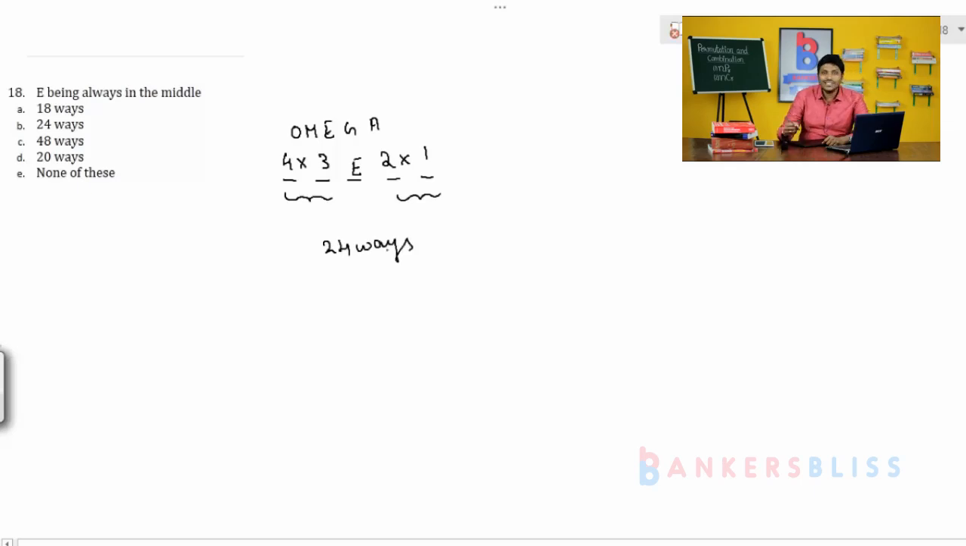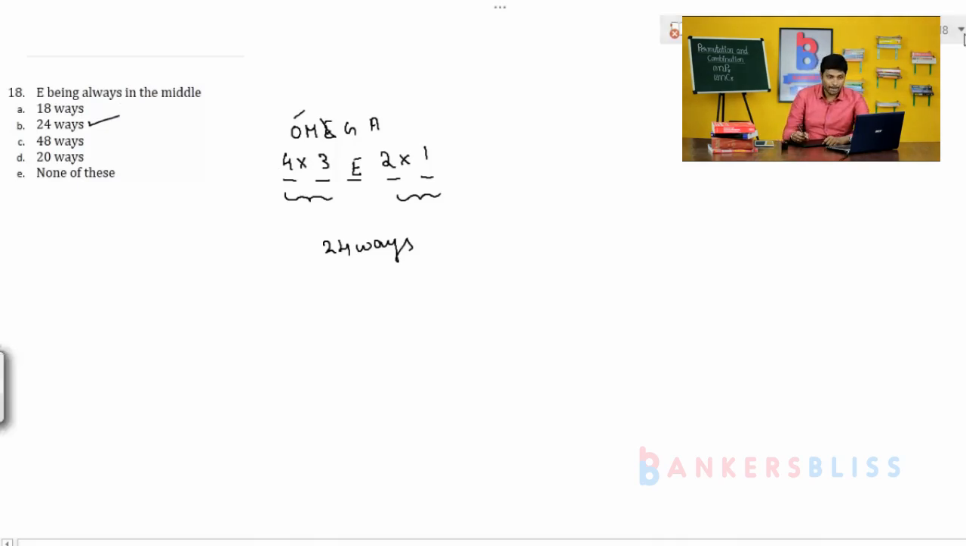Very simple. E is coming in the middle, means out of 5, E is getting 1 space. So how many spaces are remaining? 4 spaces are remaining. These 4 spaces have to be filled with the other 4 items. E is already done, so O has 4 spaces, so 4 chances, 4 into 3 into 2 into 1. So altogether you got 24 ways. Option B is the right answer. Okay, let's move on to the next problem.